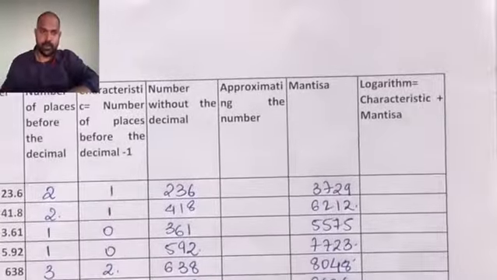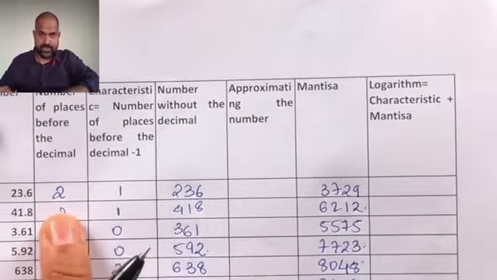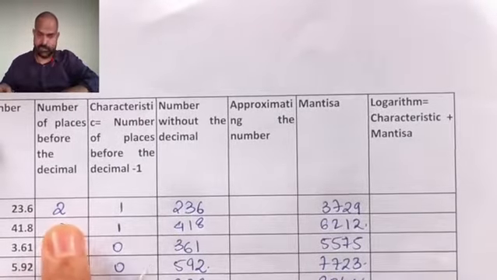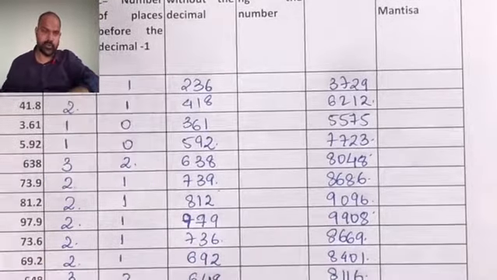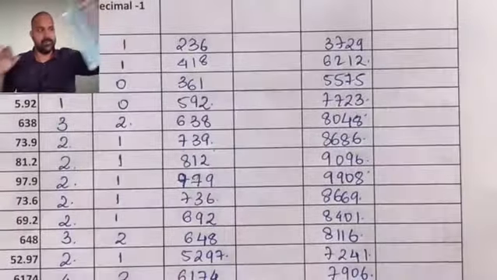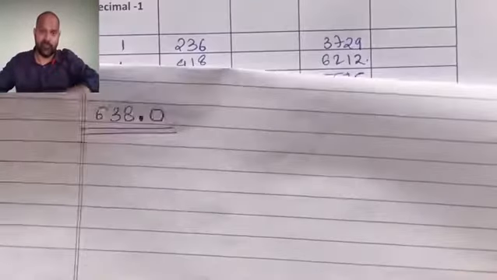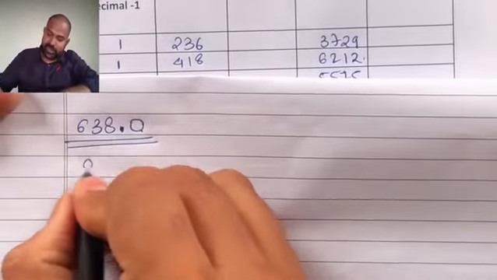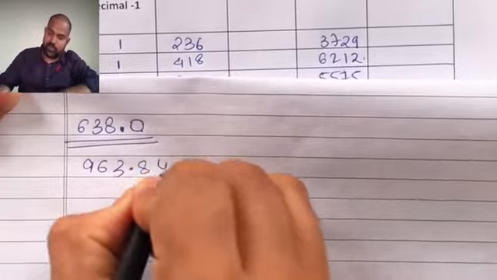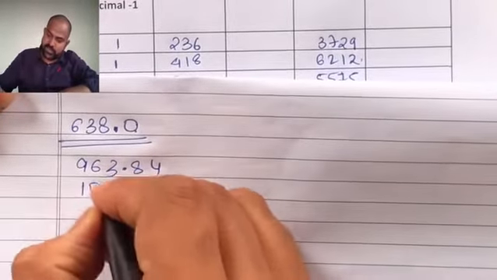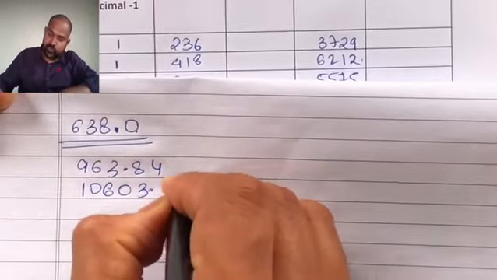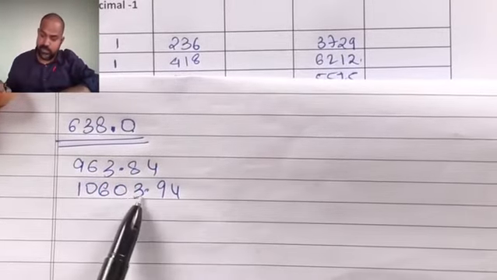I want to ask you something. Number of places before the decimal. This number has two places before the decimal. This has 2, this has 1, then there is 3, 2, 2, 2, and so on. Let me take a few examples. Like how many places can you have before the decimal? So I can have something like a 963.84. There are 3 places before the decimal. I can have a 10603.94. How many places before the decimal? There are 5 places before the decimal.